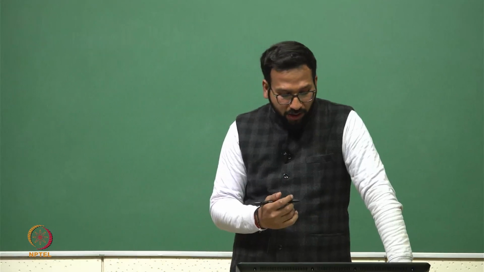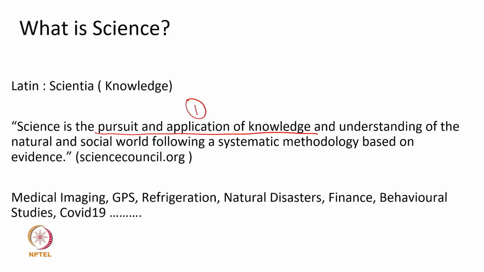The second important part is knowledge of what? This is about the world we are living in. Now the third part is which knowledge? The knowledge which is created using a systematic methodology having evidence. These are the three key parts of science.